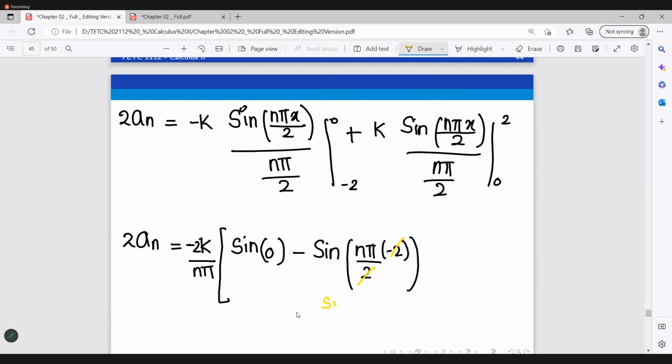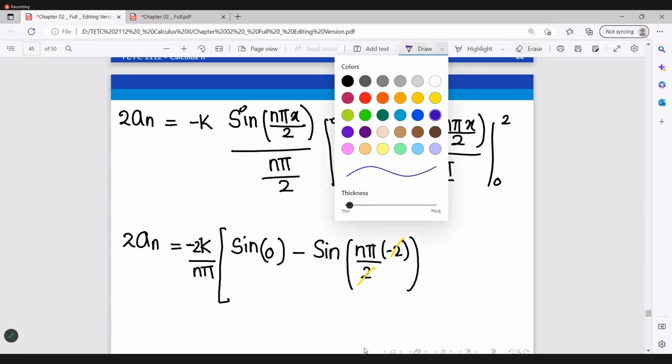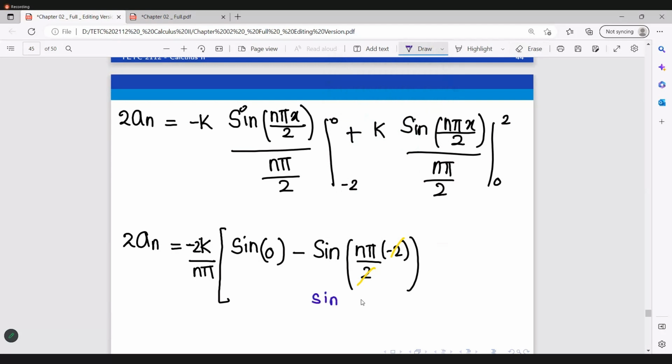Penny? You know? The remaining part is sin, what is remaining?